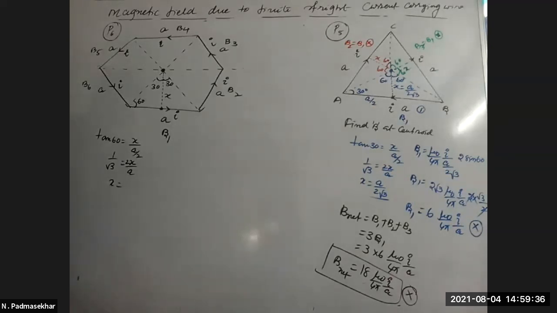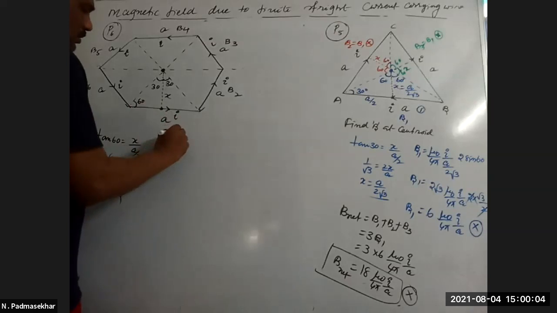Then same error. x is equal to A by 2 root 3, or no? Sorry, tan 60 is root 3. This is root 3. x is equal to root 3 A by 2. Is it correct now? Yes. x is equal to root 3 A by 2.